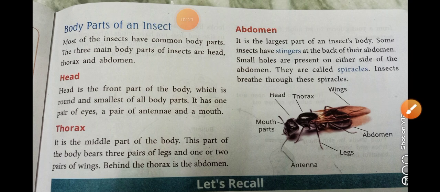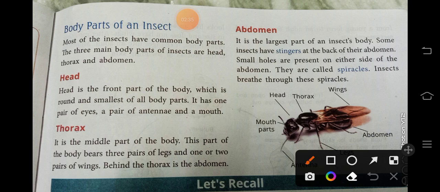Just like humans have external and internal body parts, and in birds also we have learned some body parts, similarly insects also have common body parts. There are three main body parts: head, thorax, and abdomen.